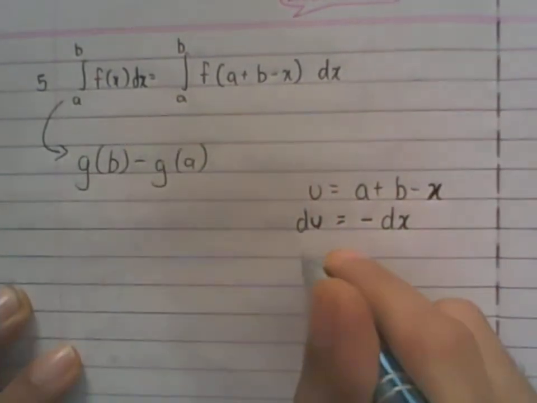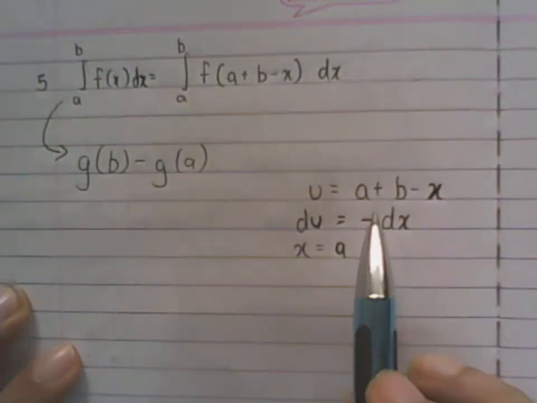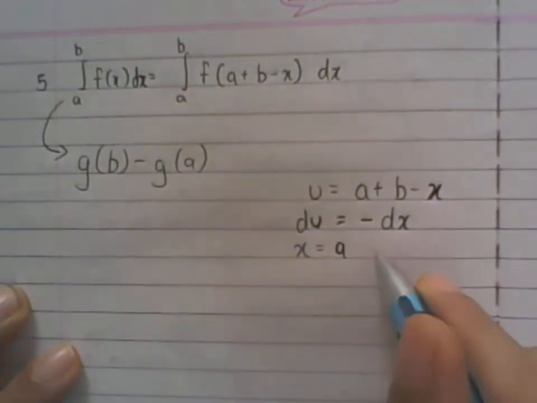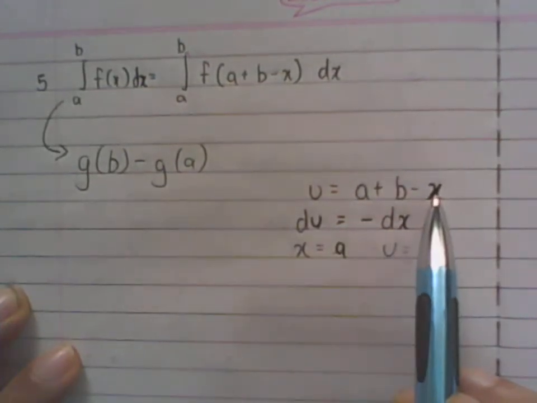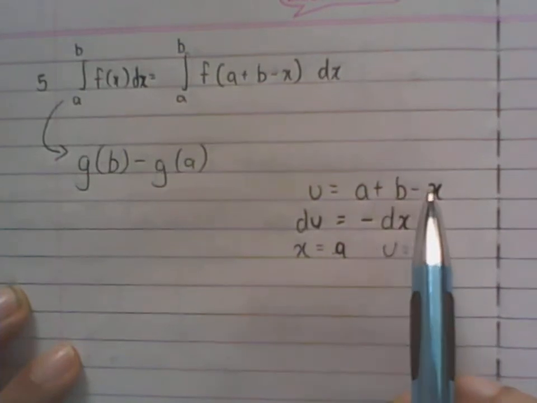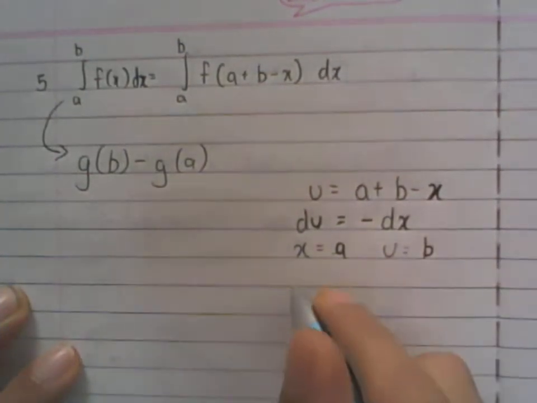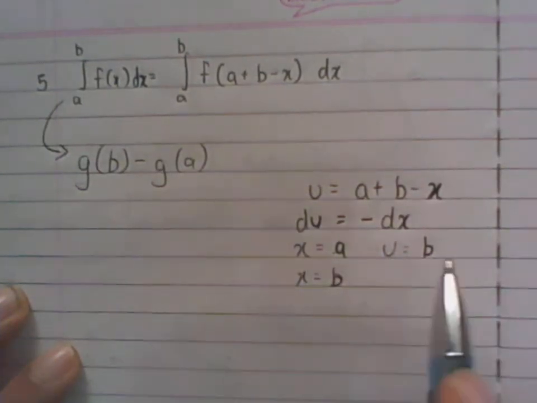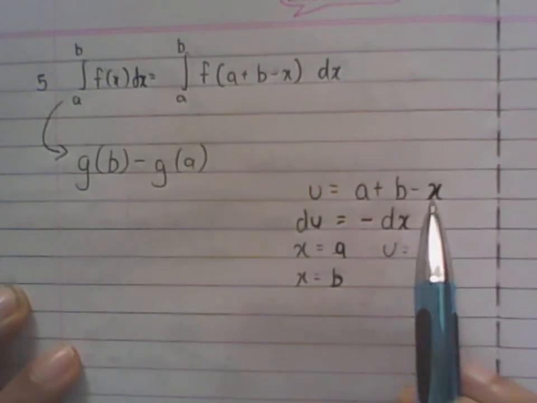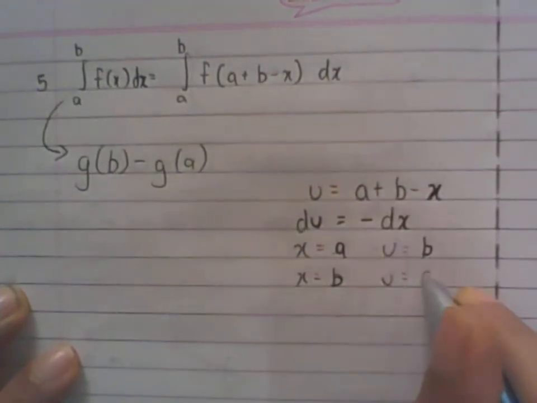Another thing that we require when we are doing definite integrals is we need to look at the limits as well. So when x equals the lower limit a, what happens to our substitution? What does u become? If you plug in a, this becomes a plus b minus a, so u equals b. And similarly, if you put x equal to the upper limit b, what does u become? If you plug in b here, it becomes a plus b minus b. So u becomes just a.